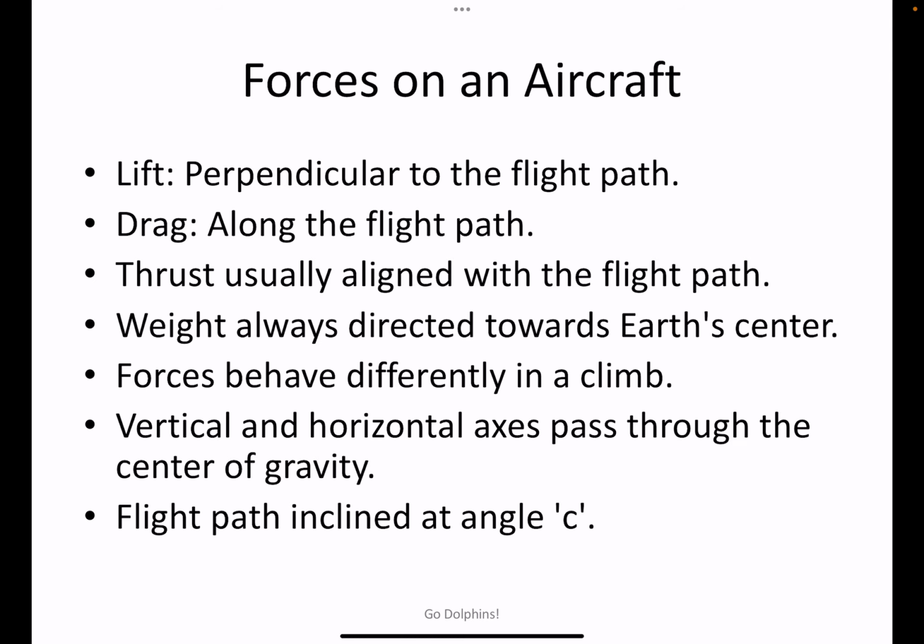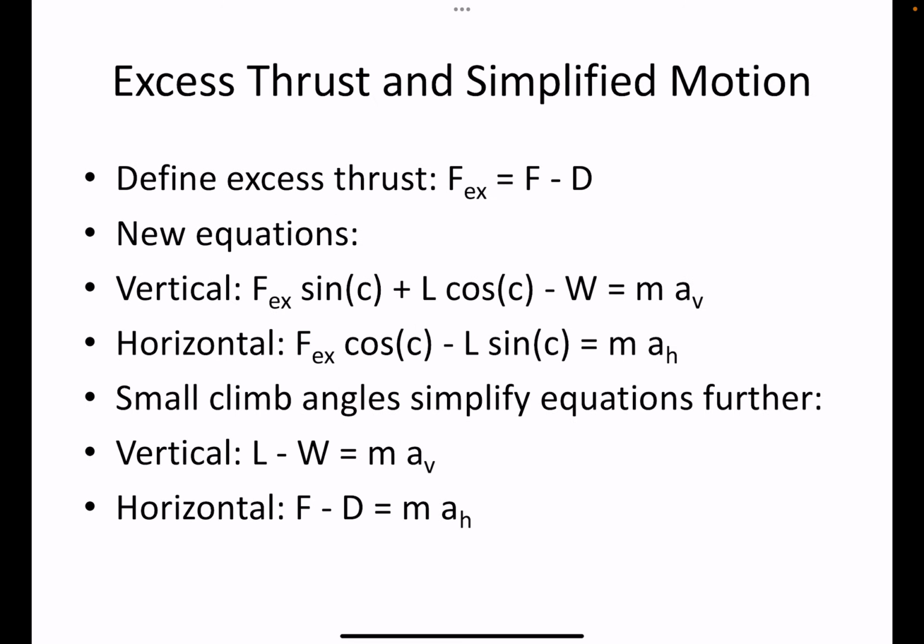This slide summarizes the direction of all the forces we discussed. To simplify our analysis, we can define a term called excess thrust, which is simply the thrust minus drag. This is the net force along the flight path available for climbing. We can then rewrite our vertical and horizontal force equations using this term. Furthermore, for a small climb angle, we can make approximations where lift is nearly equal to weight, and the horizontal force is simply our excess thrust.